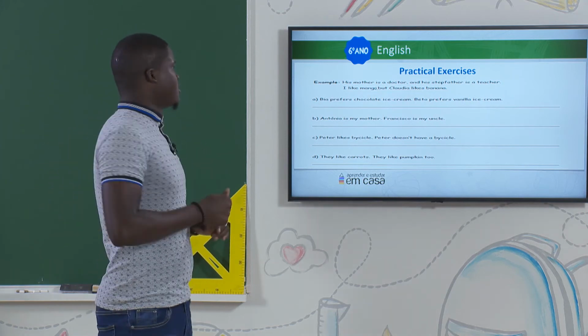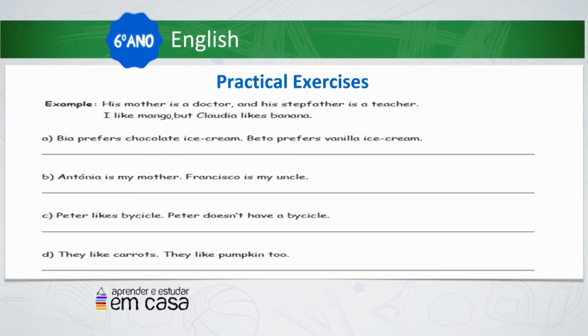Okay? Nice. So now we have 4 sentences. Let's see the first one. Bia prefers chocolate ice cream. Beto prefers vanilla ice cream. So here you will rewrite the sentence and choose the right connector, and or but. The second one, Antonia is my mother. Francisco is my uncle. Which connector will you use? Qual é que vais usar?